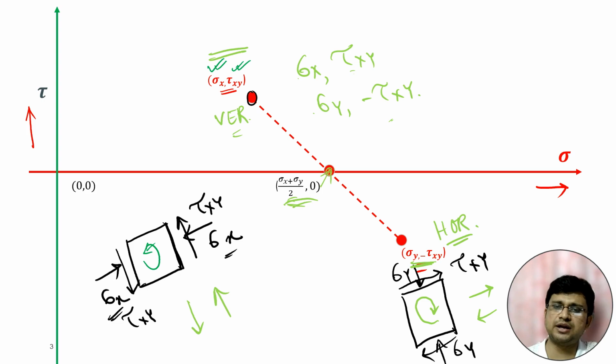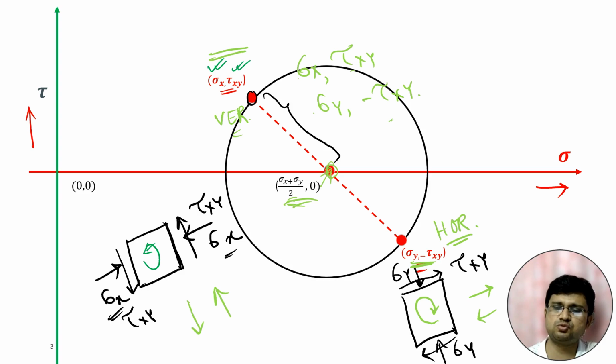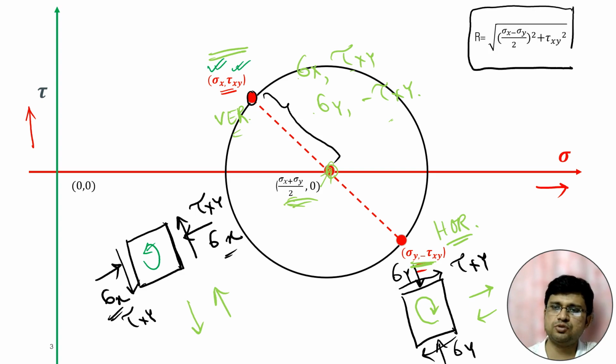Now taking this point as the midpoint, and taking this particular distance as the radius of the Mohr circle, we will draw the Mohr circle. So this will be our Mohr circle, and this will be the radius of the Mohr circle.